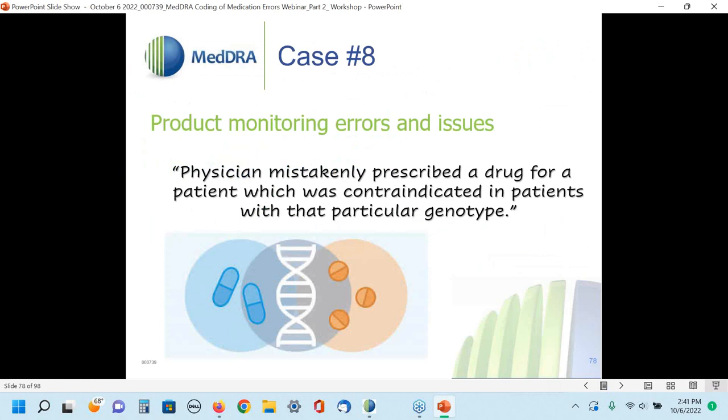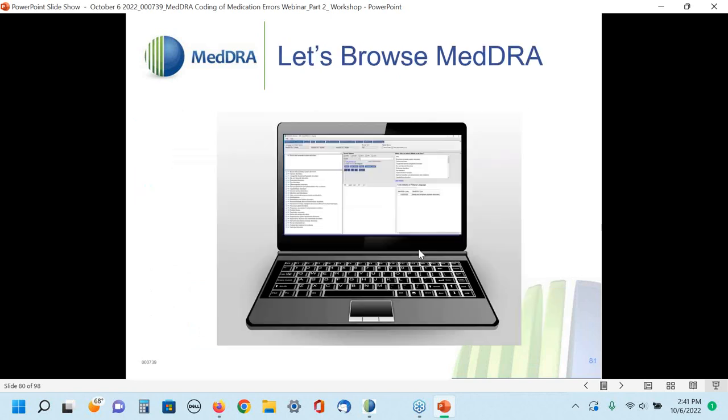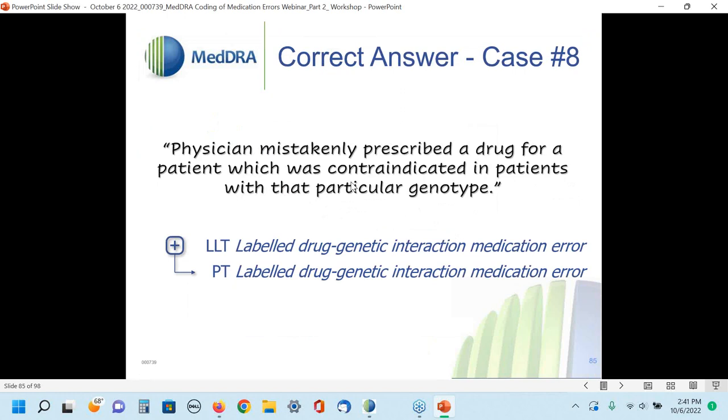So that tells me, having been a practicing physician, how do I know how to use a drug? I look at the prescribing information, the labeling for the drug, the package insert, the package leaflet, goes by various names. But this is where I look to see what I'm supposed to do when giving that drug. And presumably the label for this product says this drug is contraindicated in patients with, and it describes what the genotype is. And because the label tells me when a drug is contraindicated because of one of these potential interactions, that's why I chose the LLT labeled drug genetic interaction medication error, because that would be the source, the product label, where I would have known that I should not have used that particular medication if I had ascertained that patient had that genotype.